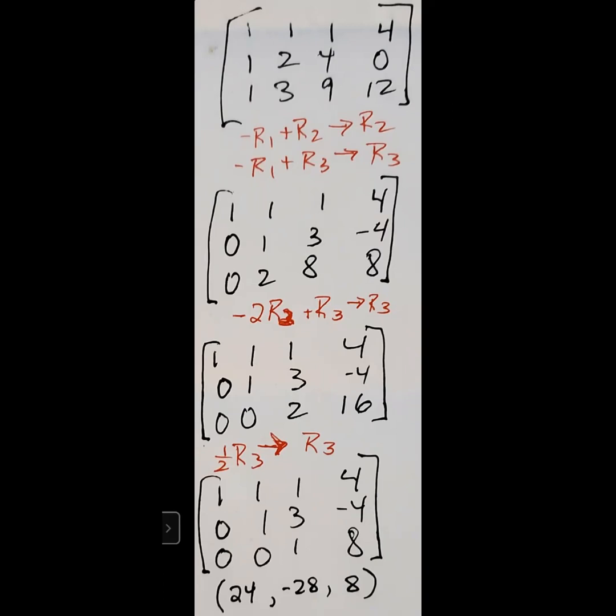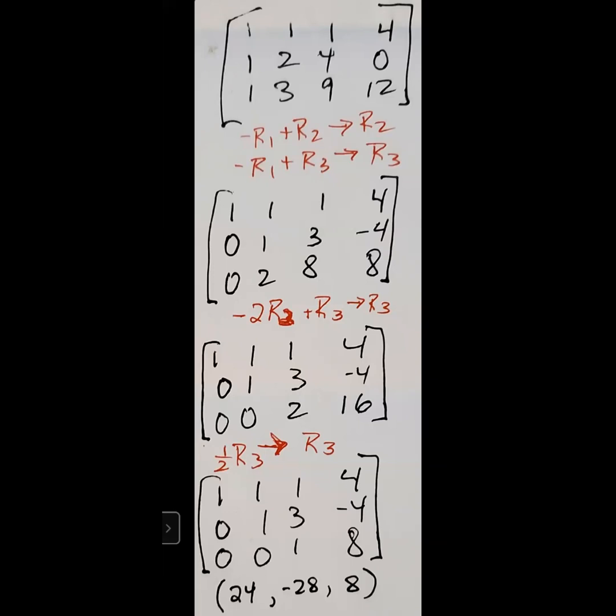So I'm going to do, and normally it's a little hazardous to do two operations at once, but I could do that here. I can get away with it because the 2 operations are independent of each other. They won't interfere with each other. So I'm going to do negative R1 plus R2 becomes my new R2, and then negative R1 plus R3 becomes my new R3. And now I have my second matrix: 1, 1, 1, 4; 0, 1, 3, negative 4; and 0, 2, 8, 8.